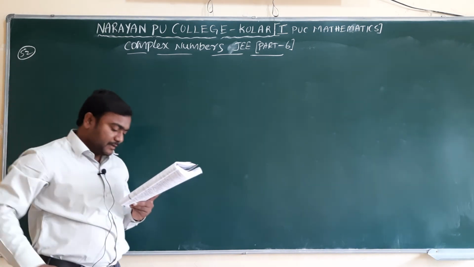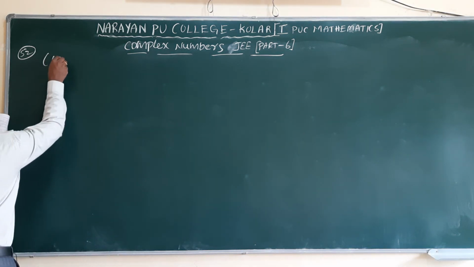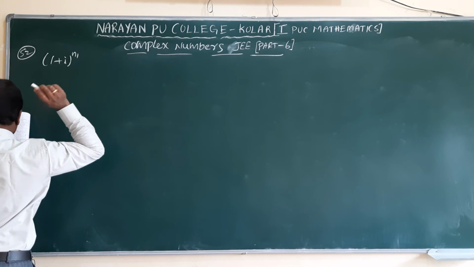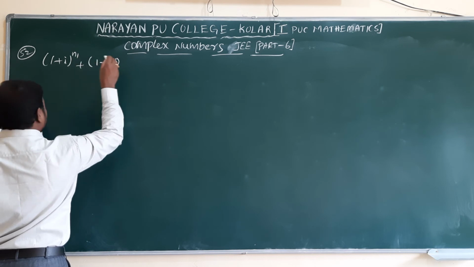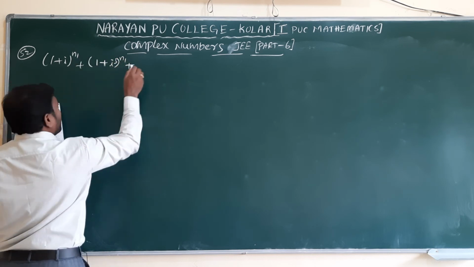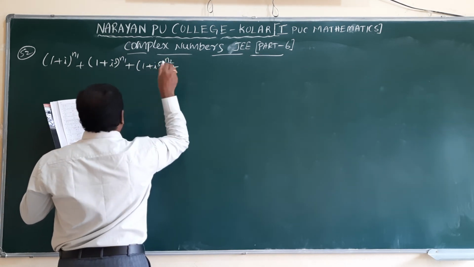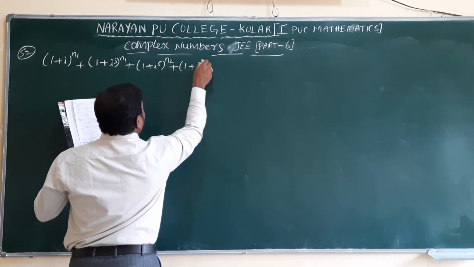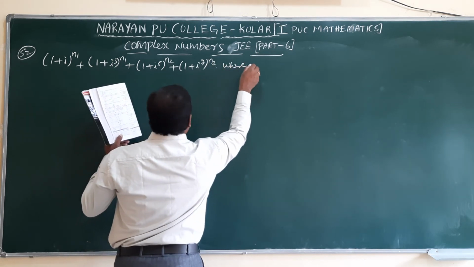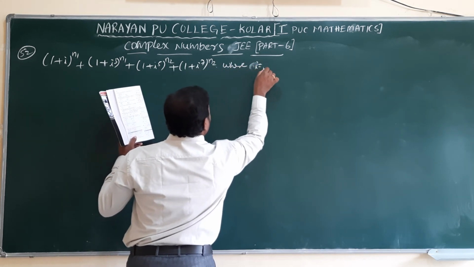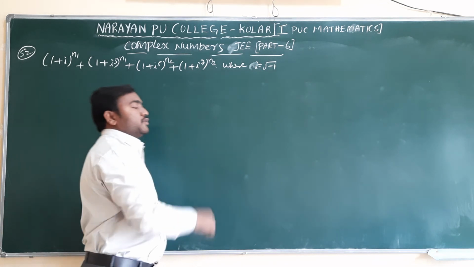For positive integers n1, n2, find the values of the expression (1 + i)^n1 + (1 + i^3)^n1 + (1 + i^5)^n2 + (1 + i^7)^n2, where n1, n2 are greater than or equal to 1. Here i is equal to the square root of minus 1.